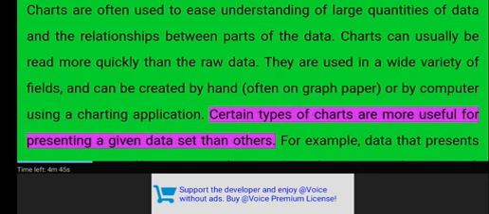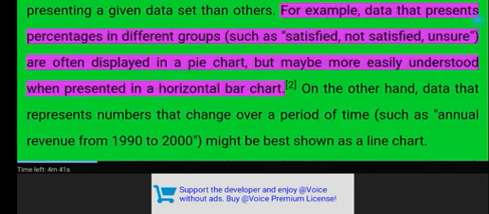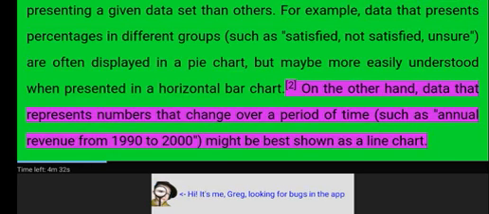Certain types of charts are more useful for presenting a given data set than others. For example, data that presents percentages in different groups, such as satisfied, not satisfied, unsure, are often displayed in a pie chart, but may be more easily understood when presented in a horizontal bar chart. On the other hand, data that represents numbers that change over a period of time, such as annual revenue from 1990 to 2000, might be best shown as a line chart.